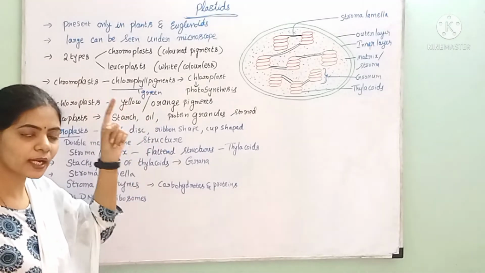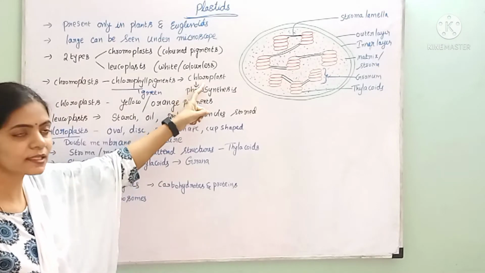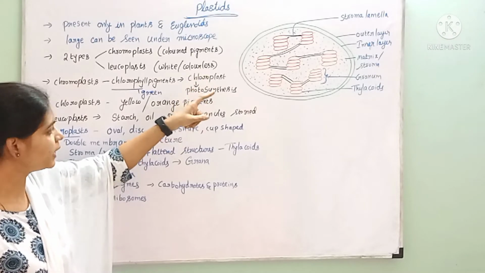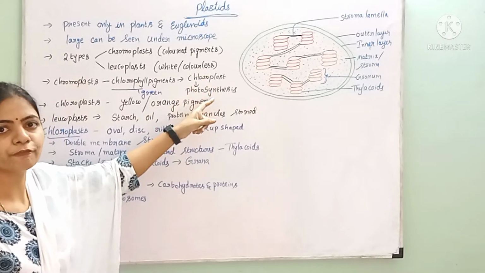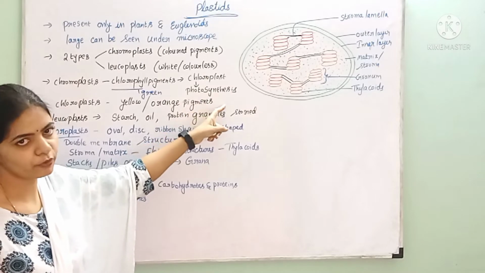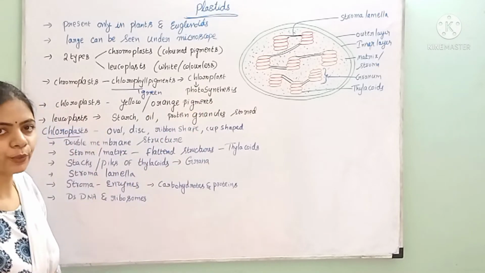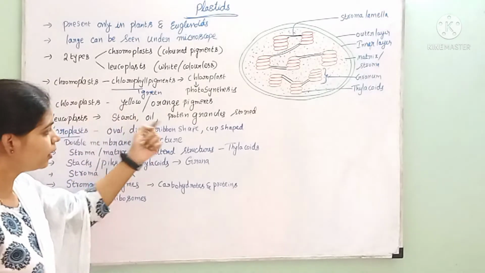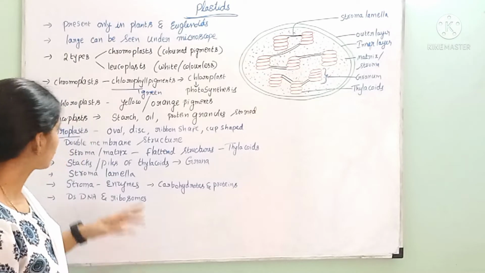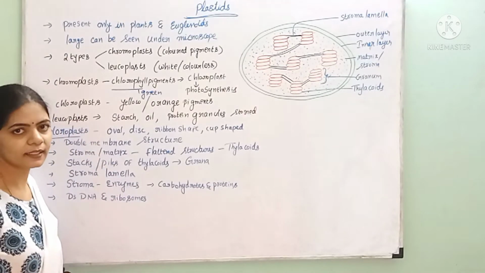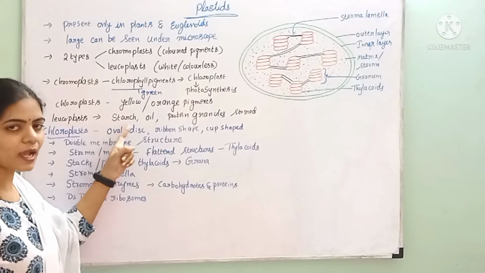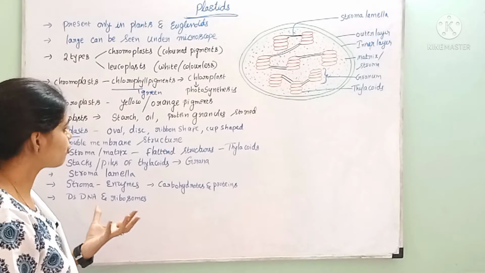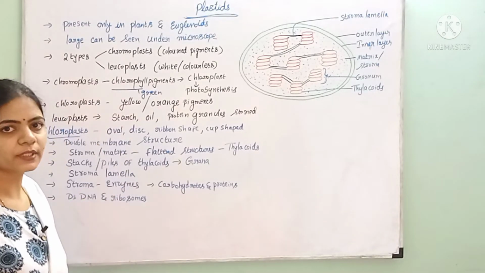The plastids which contain the chlorophyll pigment are called chloroplasts. By means of this chloroplast, the green colored plants are able to perform the photosynthesis process and make their own food material. Some other chromoplasts are yellow and orange in color also. The leukoplasts are colorless plastids, they store starch, oil and protein granules. They are mainly helpful in storing the oil, starch and protein granules.